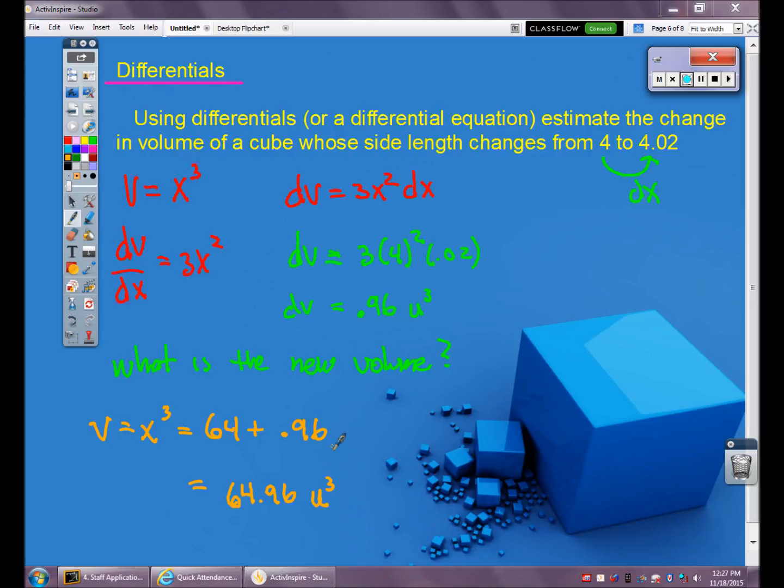So this was a little bit more straightforward than local linearization. I'm just using differentials. The only thing I'm doing different here than anything I've done before is I'm solving this equation for dv rather than dv over dx. And again, I did that through cross multiplication. And then I'm just going to plug in all the different variables. The x was my original side length, 0.02 was my change in side length, and then it's just straight calculations from there to get your new volume. So that pretty much sums it up for differentials and local linearization.